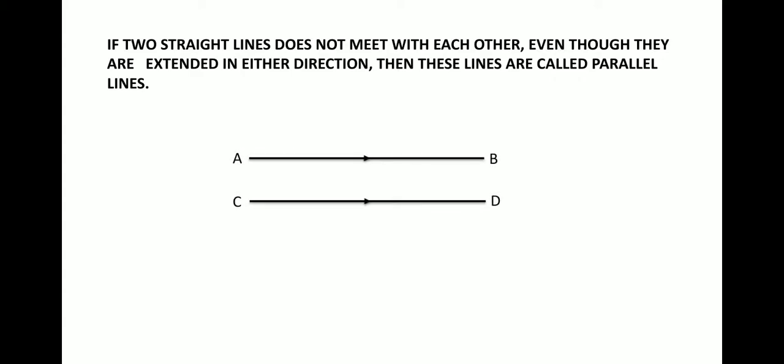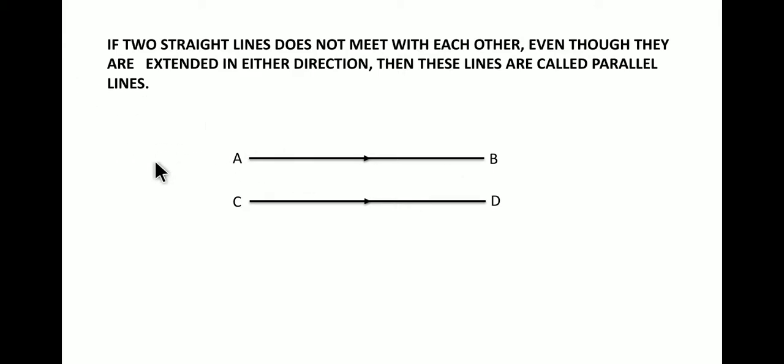If two straight lines do not meet each other, even if they are produced or extended in either direction, then these lines are called parallel lines. So here we have two straight lines AB and CD, and they are equidistant from each other. That means they will not meet each other even though these lines are produced up to infinity towards this side. Even in that case, these two lines won't meet.